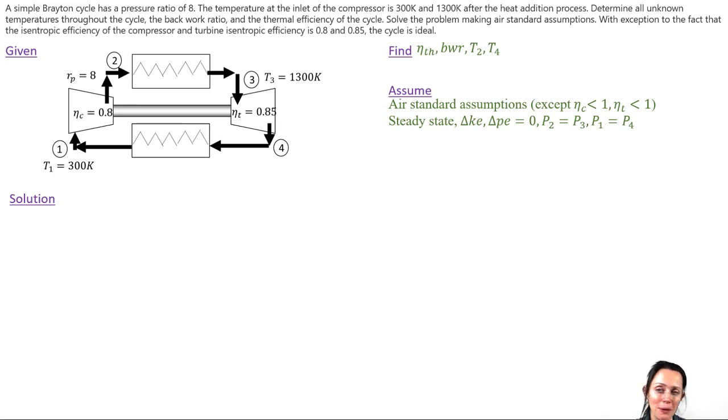All right, so I have a simple Brayton cycle with a pressure ratio of 8. I've got my diagram here. I know that I've got T1, T3, and the pressure ratio. I want to find the thermal efficiency, the back work ratio, T2, and T4.